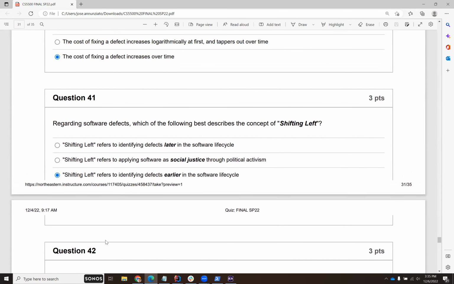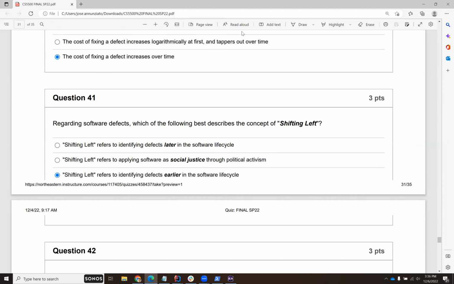There'll be lots of definitions, questions on, for instance, terminology that we've been covering throughout the semester, like shifting left, right? If you remember, that was a graph that predicted the cost of detecting a failure or a defect, right? The longer it takes you to identify that defect throughout the development process, the much more expensive it will be later down the road, right? The earlier you can catch that, the better, right?